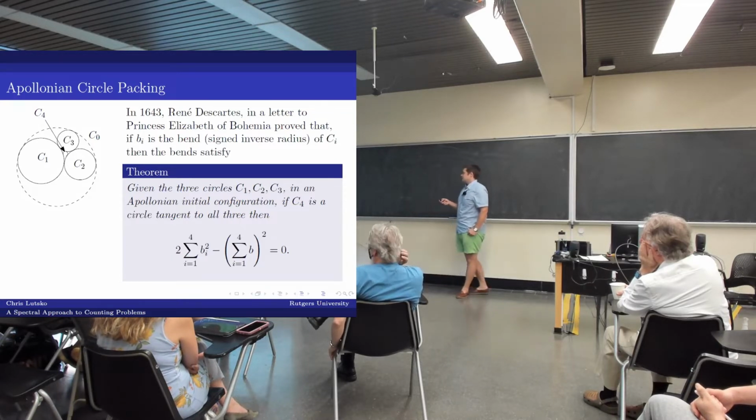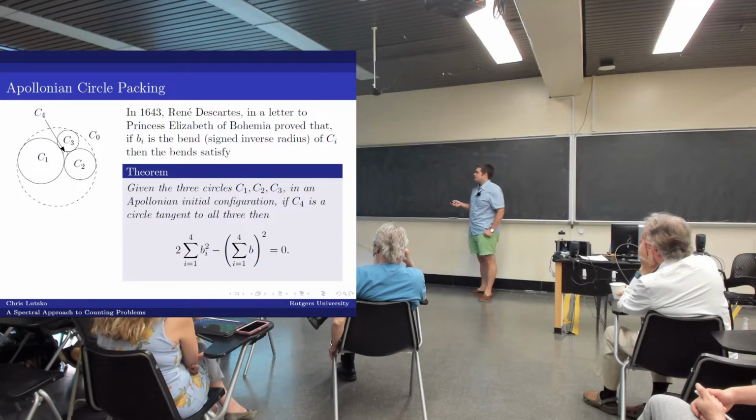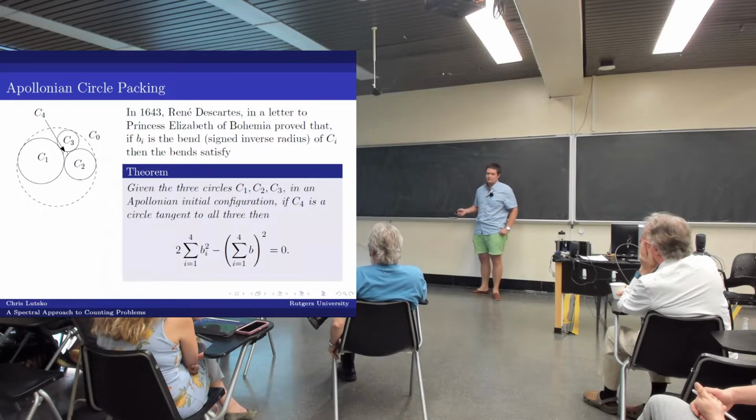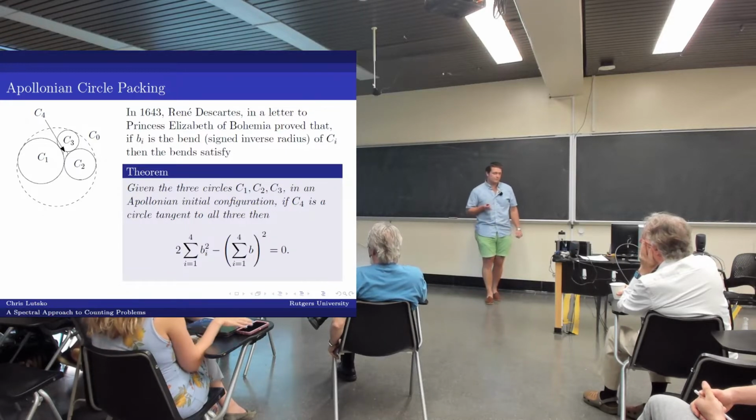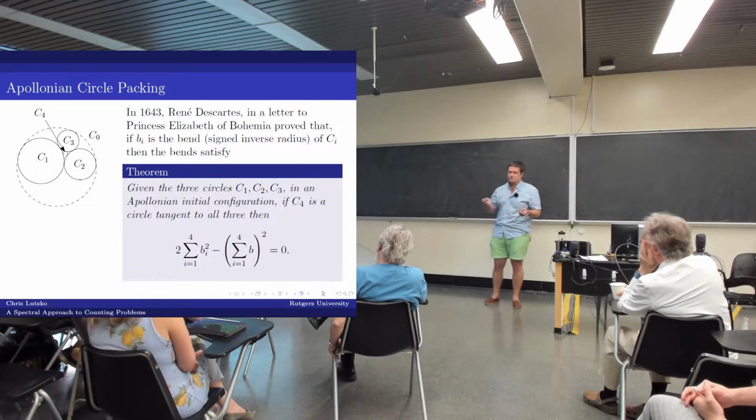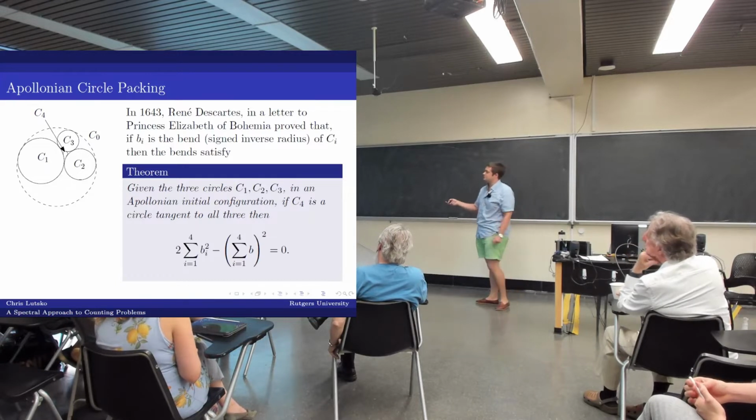Descartes has the following theorem, which is how do you find the radius of a circle C4? Well, the theorem is that 2 times the sum of the bends squared is equal to the square of the sum of the bends. Obviously, this is a quadratic equation, so we need 2 solutions. That's why we get these two circles.